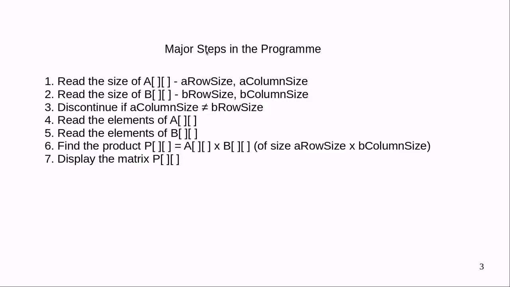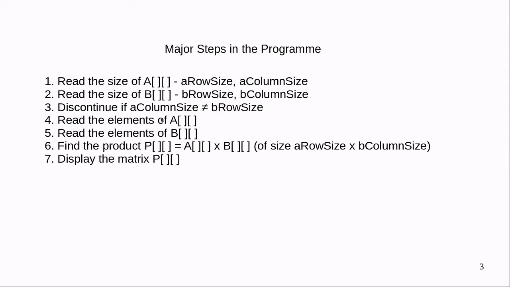Okay, so if you look at the major steps involved, there are 7 steps. The first one is to read the size of matrix A, that is the row size and the column size of matrix A. After that, we read the row and column size of matrix B. After that, in the third step, we make a check. We see if these two matrices can be multiplied. Well, that depends upon the column size of the first matrix and the row size of the second matrix. If these two are not equal, we are not in a position to multiply these matrices. So if we have an inequality here, we'll discontinue the multiplication process at this particular step.